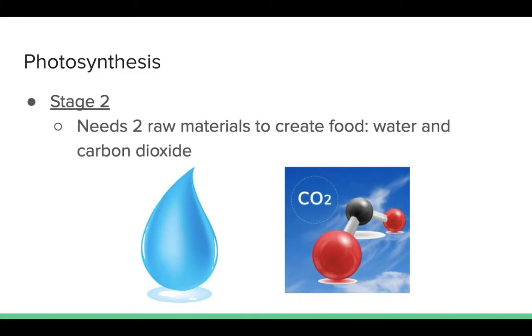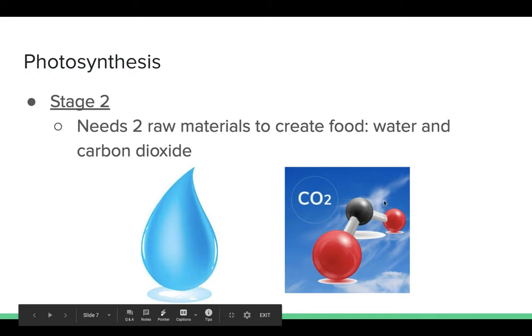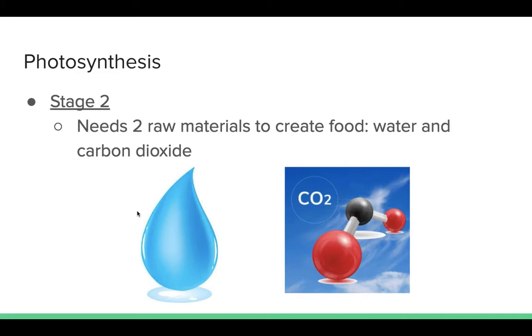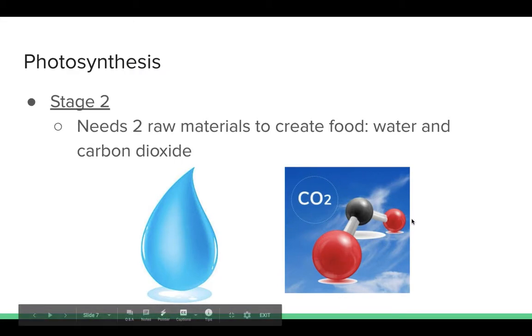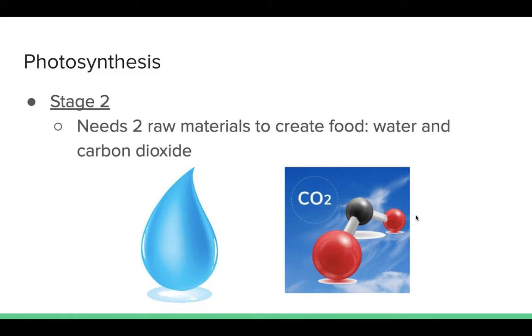Step 2, we need some raw materials. We need water and we need carbon dioxide. All plants need water, some need more than others. If you've heard me talking about my house plants, I often forget to water them, and things don't go very well for them because they need that for photosynthesis. Carbon dioxide is found in the air all around us, and so they absorb that as well. And they use those two things to go through photosynthesis.